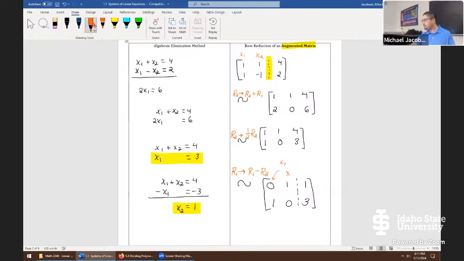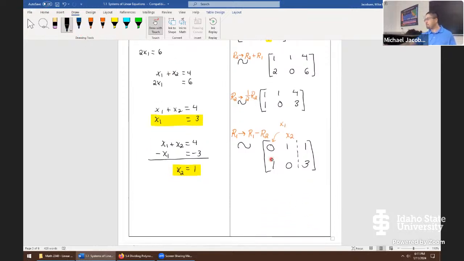x1 for this column, x2 for this column. And then just read out the rows. Here's what the rows say. 0 times x1 plus 1 times x2 equals 1. Let's skip the 0 and just write out row 1 by saying x2 equals 1 is what that first row is saying.